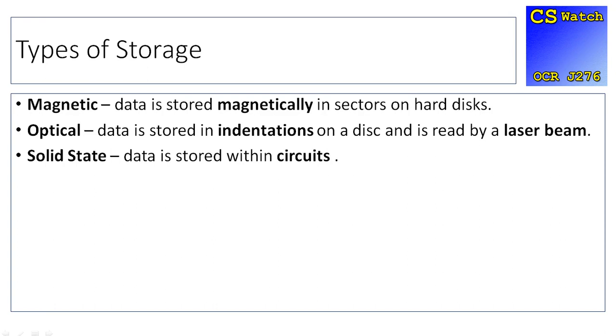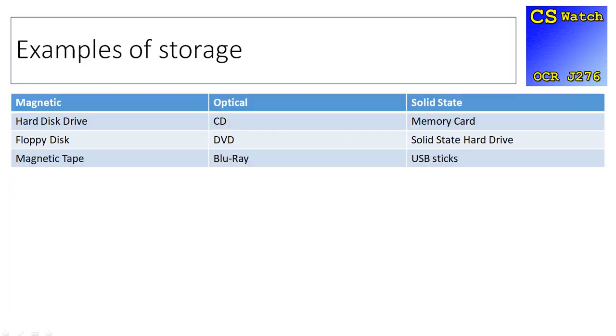If we're looking at optical data storage, data is stored in indentations on a disk. So if you think about a CD, a Blu-ray, a DVD, on the surface of that particular type of media, there's a fine layer of dust, and when a laser beam hits it, whatever the indentation is what data is being stored on there. And then finally, a solid state drive, data stored within circuits, so it's stored electronically.